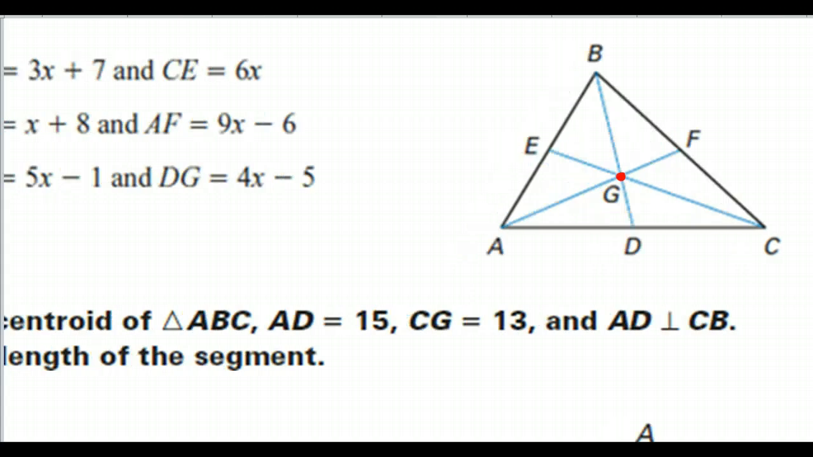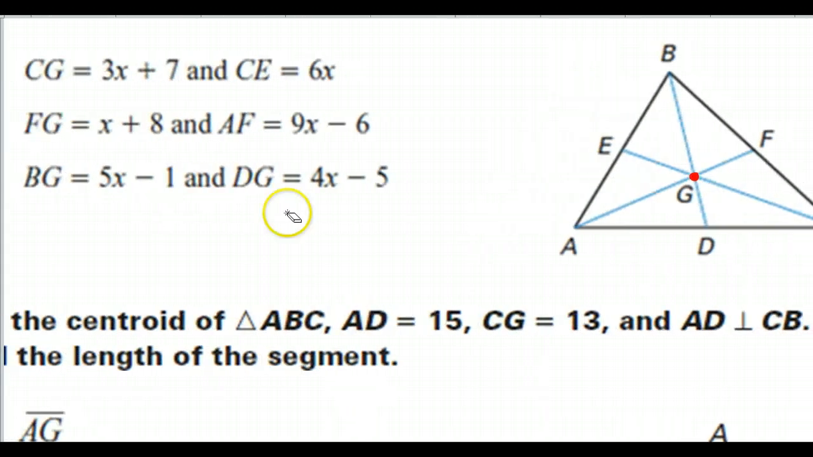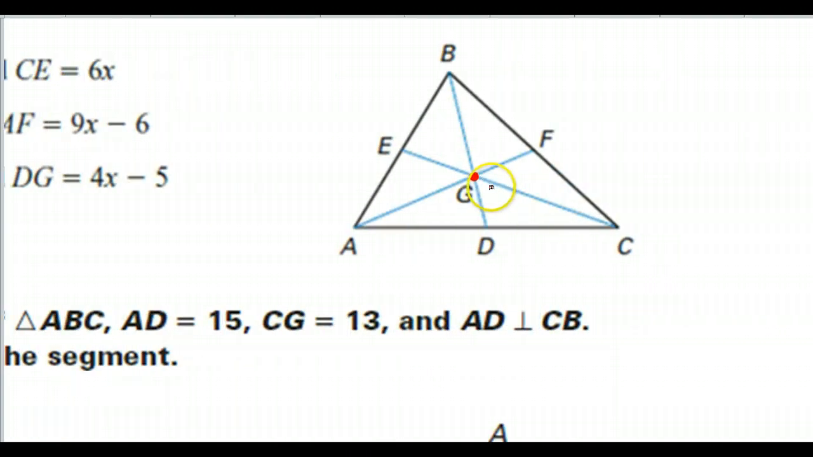Now let's start to label this. We are given DG, 4x minus 5. So DG is 4x minus 5. Let's put that in the picture. This is DG right here, and that piece is 4x minus 5.